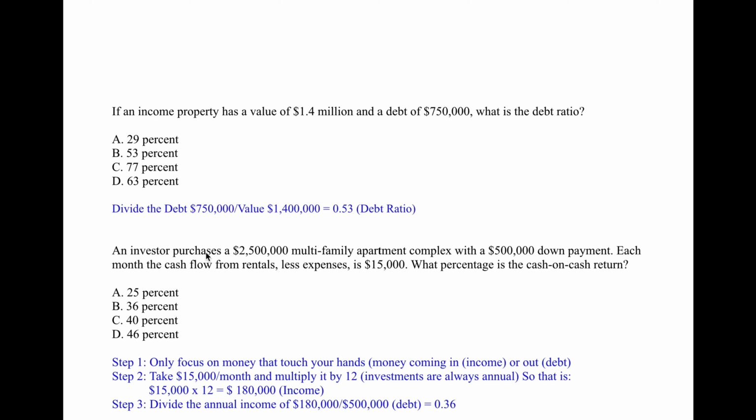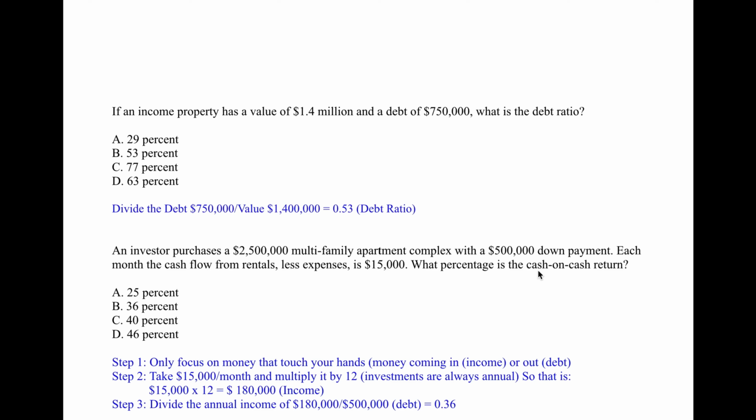The next one, an investor. This is called a cash on cash problem. So it says an investor purchases a $2.5 million multifamily apartment complex with a $500,000 down payment. Each month, the cash flow from rentals less expenses is $15,000. What percentage is the cash on cash return? Now, this is a great example of a question where they give you a bunch of numbers, right? 2.5 million, 500,000, 15,000.